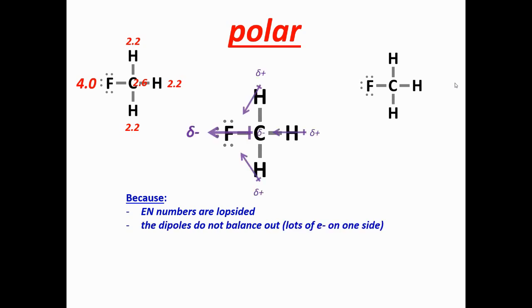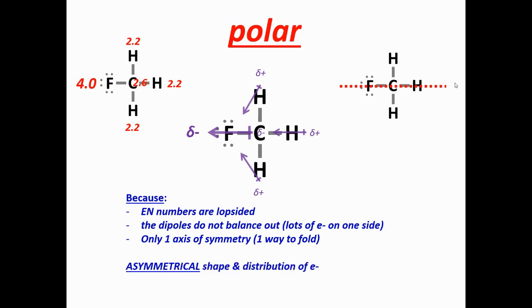And the fluorine has all those extra electrons around it. So we've got a dipole that goes towards the fluorine, kind of through the molecule. It is a lopsided molecule. You could also think, oh, I can only draw one axis of symmetry, and then it'll be the same on either side. If I try to draw a vertical axis of symmetry, it wouldn't be the same on either side. So with only one axis of symmetry, this is a polar molecule. It has an asymmetrical shape and distribution of electrons. It is lopsided.